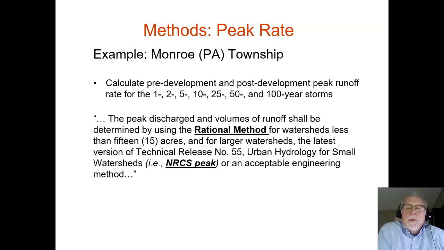How do you do that? It should be determined by using the rational method for watersheds less than 15 acres, and for larger watersheds, the latest version of Technical Release Number 55, Urban Hydrology for Small Watersheds, that's the NRCS method. The NRCS method is a volume method, and then there's a peak method built on top of that, or an acceptable engineering method.